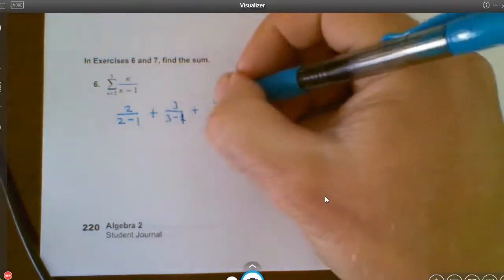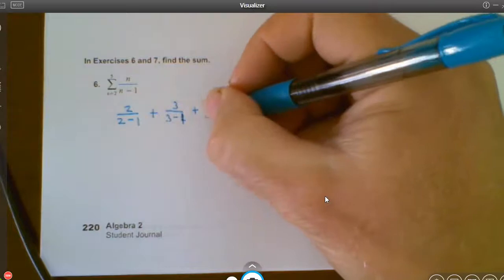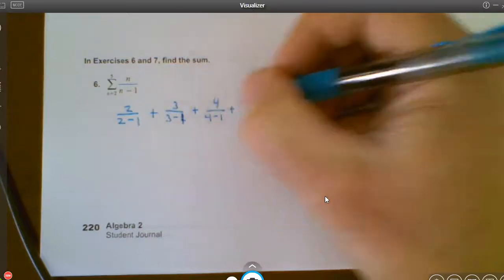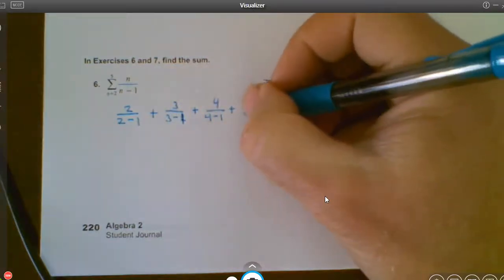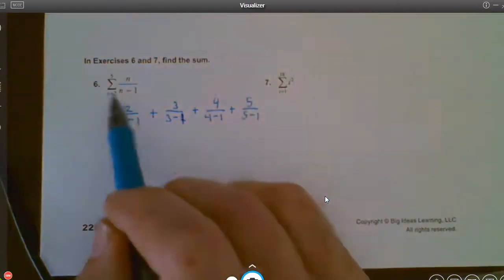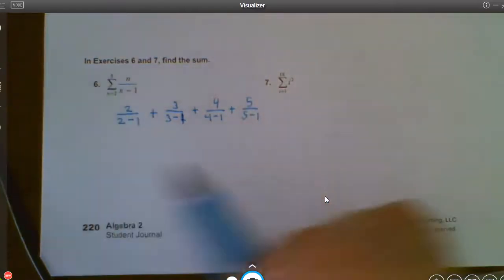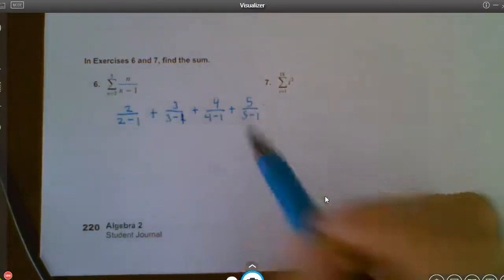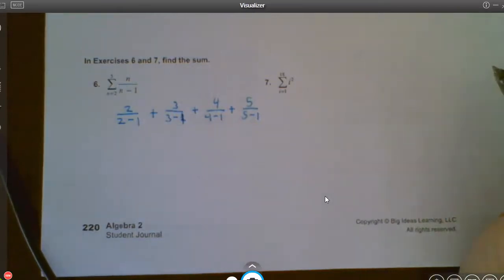Then I plug in a 4 for n. And then plug in a 5 for n. So again, I'm just plugging in numbers 2 through 5. And then if I just add all those results together, I have my sum. One more thing I wanted to show you. Okay. So never mind. I was looking back at my notes from last time, and these guys are good.